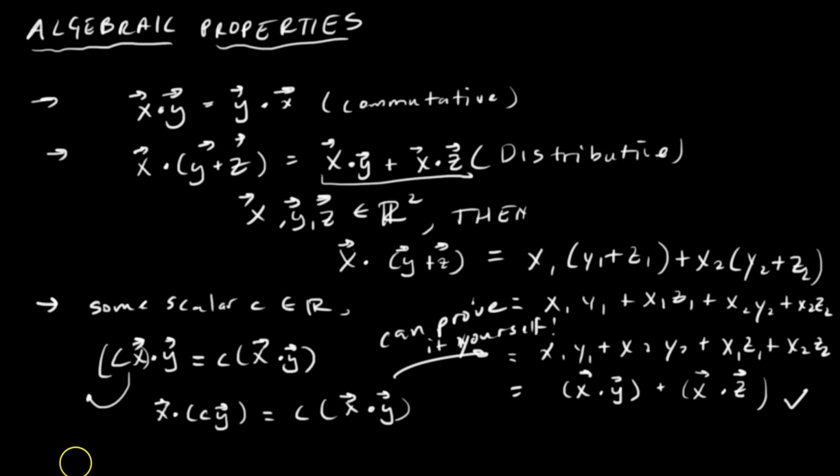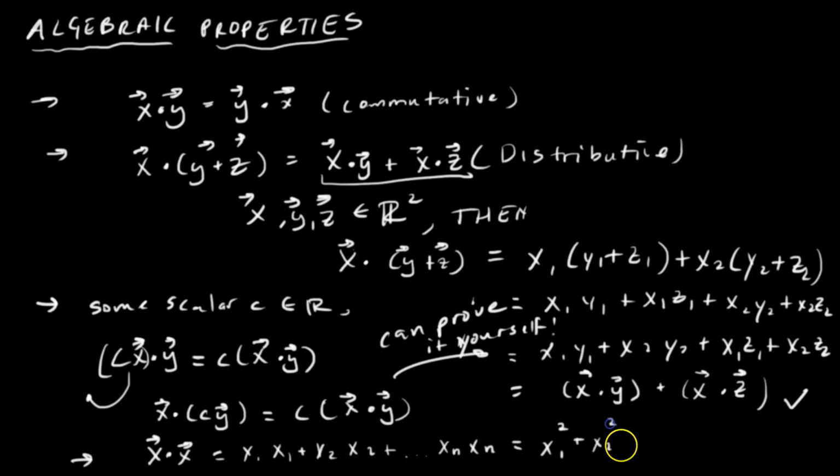And lastly, our last property, let's say we have x dot x. Let's say we're dotting a vector with itself. What is it going to be? Well, the dot product says we multiply its components. So we have x1, x2, all the way to xn. And x1 times x1 is just x1 squared. So we have x1 squared plus x2 squared plus dot dot dot xn squared. And this is just equal to, what's it called? The modulus.